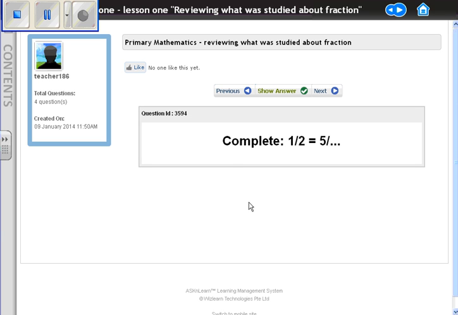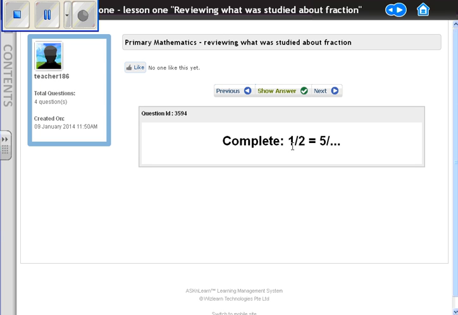Okay? Read this question carefully, please. Think and answer. Complete. 1 over 2. This is the sign of over, the sign of fraction. 1 over 2 or half equals 5 over what? Half equals 5 over what?